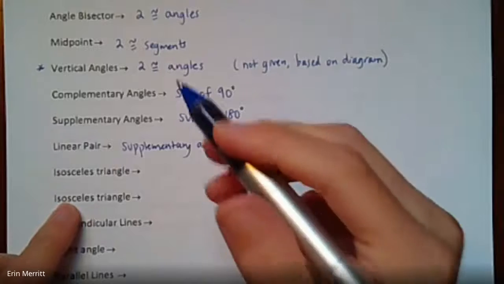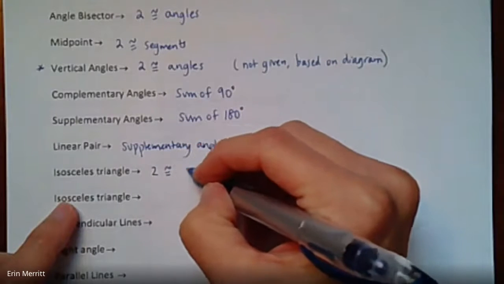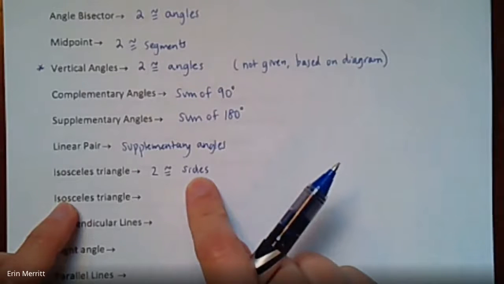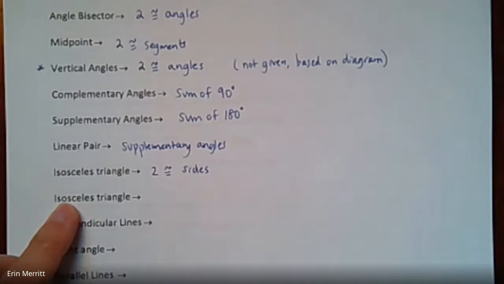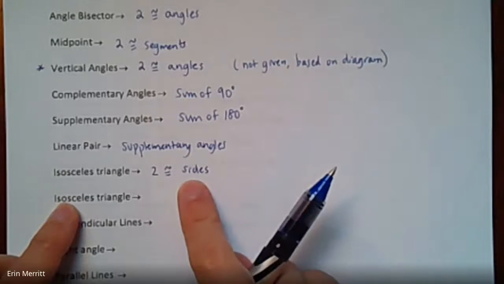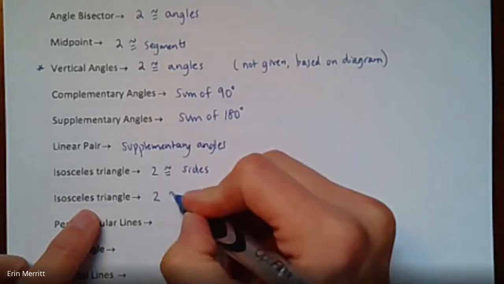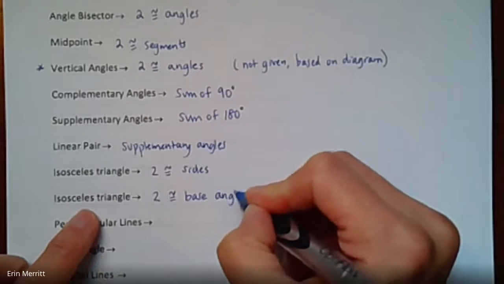When you have an isosceles triangle, by definition, it means you have 2 congruent sides. You can use the word sides and segments kind of interchangeably here. Whereas once you know the sides are congruent, you also know that the angles opposite, so the base angles, are congruent.